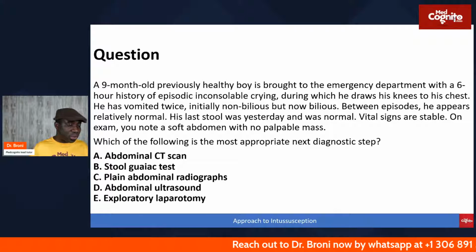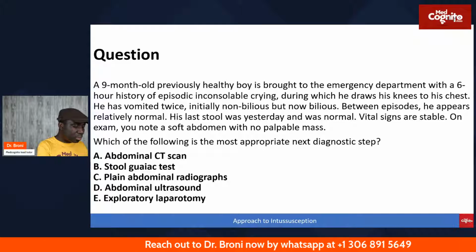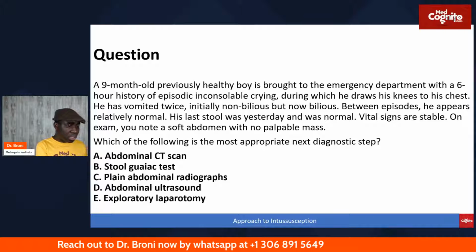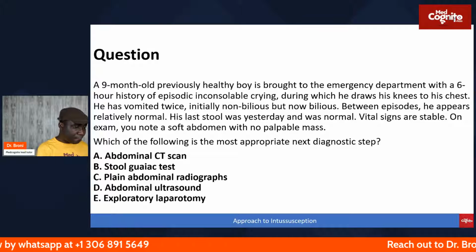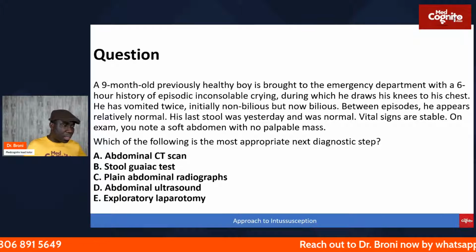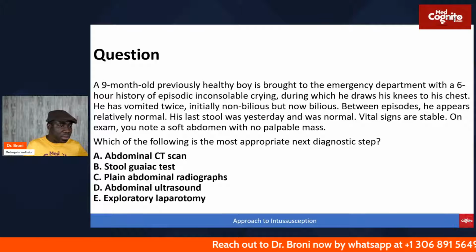So please, let's solve this question on the board. Let's solve the question on the board now.